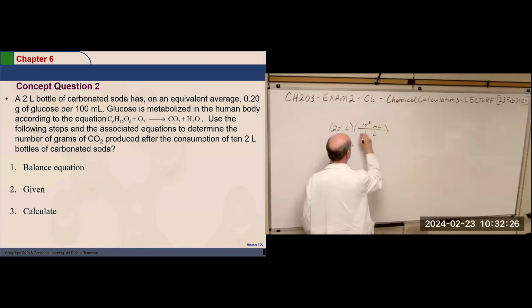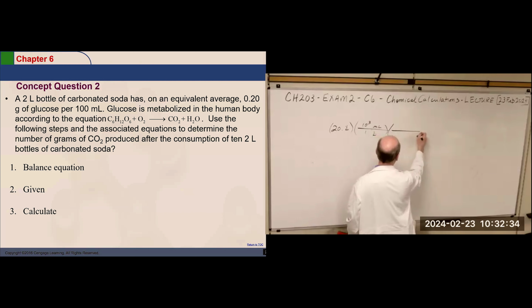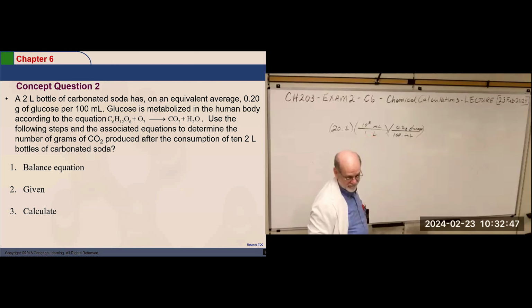Right. We need to know milliliters because the value of glucose is in grams per milliliter. So for every 100 milliliters, we have 0.2 grams of glucose. There we go. So that cancels milliliters and leaves us with grams of glucose. Okay.